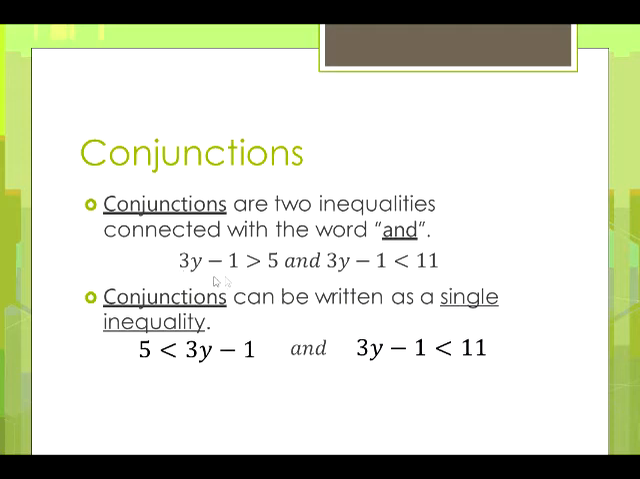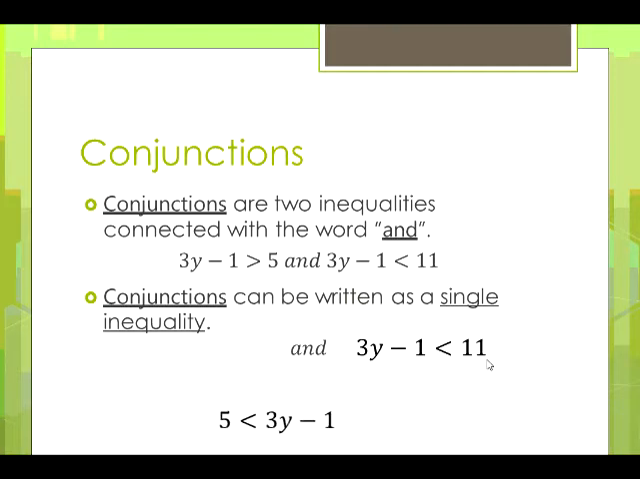For instance, 3y minus 1 is greater than 5, and 3y minus 1, the same inequality, same expression, is less than 11. Conjunctions can be written as a single inequality. 5 is less than 3y minus 1. I took the first inequality up above, and I switched it around and wrote 5 on the other side. The arrow points at the 5, so it remains that way. And 3y minus 1 is less than 11.